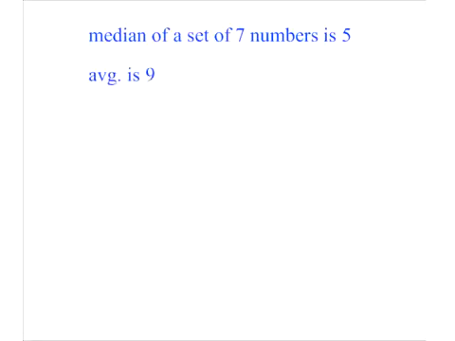So let's say that I said the median of a set of 7 numbers is 5, and the average is 9. So let's make it a little bit more manageable. So the median would be 7. But if we know the average of 5 numbers is 9, then we know we've got a total of 45. Stop me at any point, Maria, if you lose track of what I'm thinking.